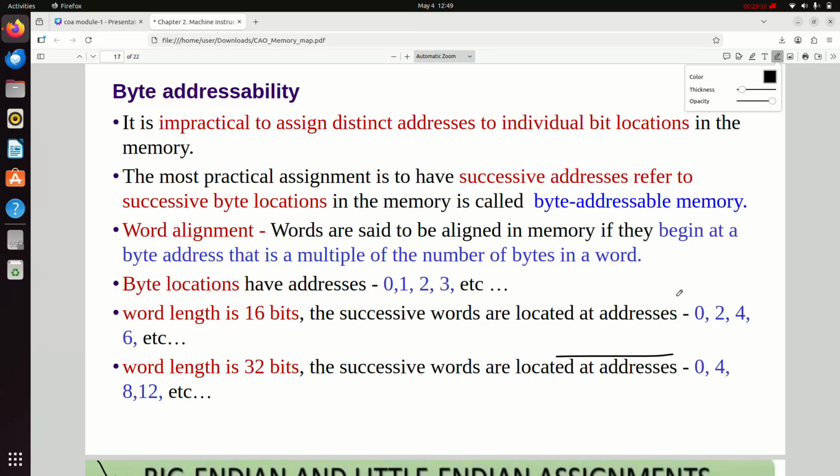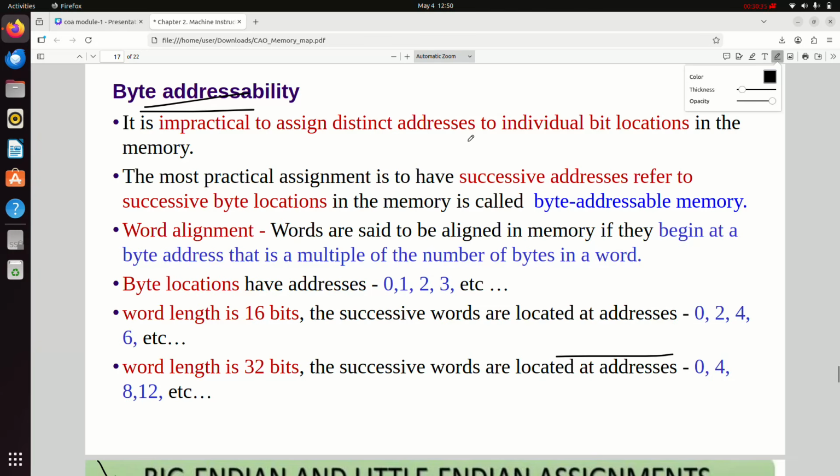Words are said to be aligned in memory if they begin at a byte address that is a multiple of the number of bytes in the word. That means if the word length is 16 bits, the successive words are located at addresses 0, 2, 4, 6, etc. And if the word length is 32 bits, then the successive address locations are multiples of 4. Byte addressability means each byte in the memory has a unique address. It is difficult to give an address to every bit, so memory is divided into bytes, that is 8 bits, and each byte can have an address like 0, 1, 2, 3.